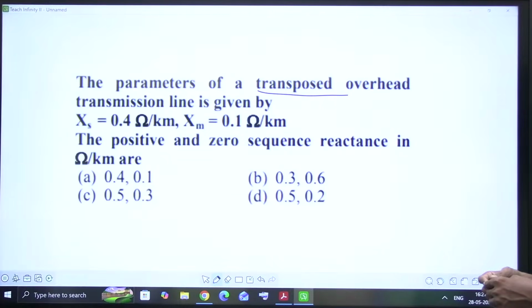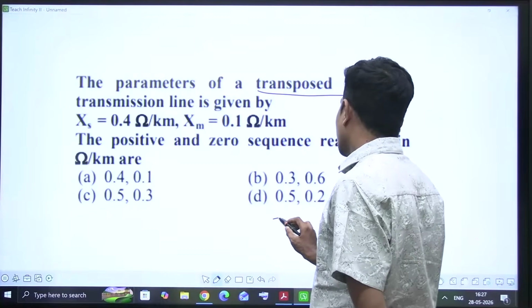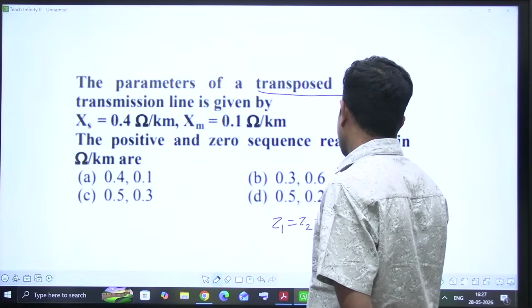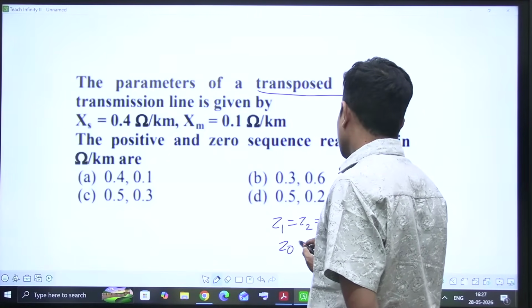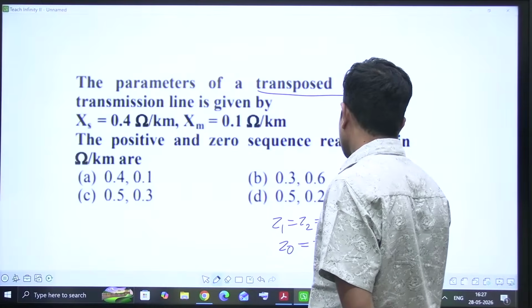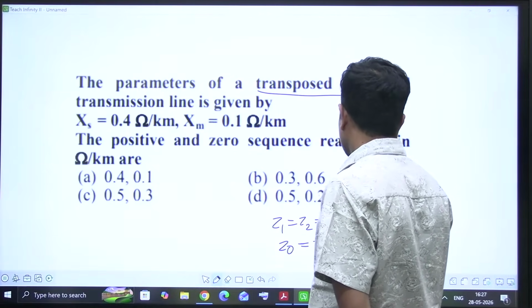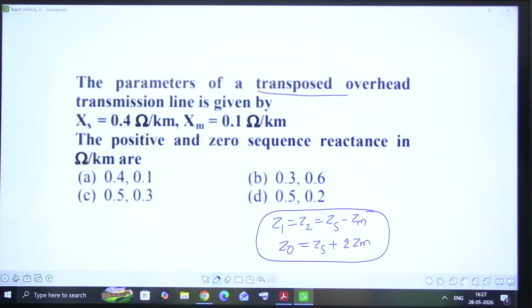For a transmission line, ZS given, ZM given, the positive and zero sequence are asked. Why did I not ask about negative sequence? Positive sequence and negative sequence are both equal. See, Z1 is equal to Z2 is equal to ZS minus ZM, and Z0 is equal to ZS plus 2ZM. These are the formulas. But he is asking about reactance, so we can neglect the resistance as that is not given by him.